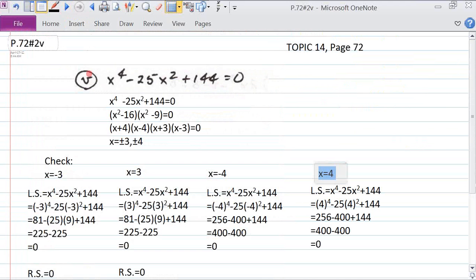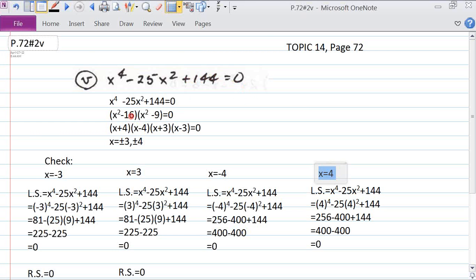So let's get started with number 2 and 2v. Here we have x to the 4th minus 25x squared plus 144 equals 0. If you look at this, you can realize that if we use 9 and 16, 9 times 16 would give us 144. So the last times the last, minus 16 times minus 9, would give us plus 144.